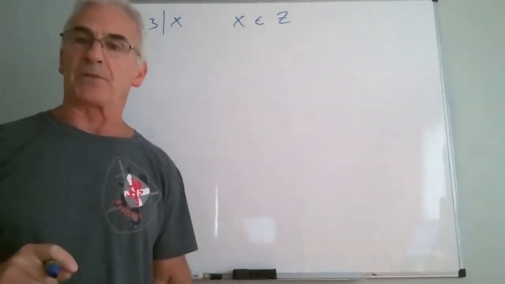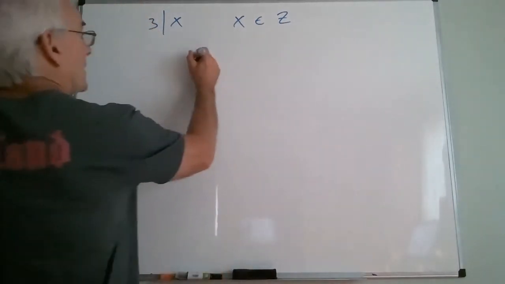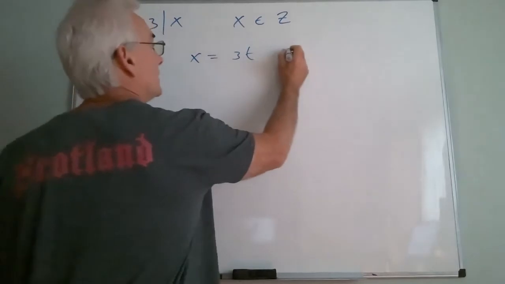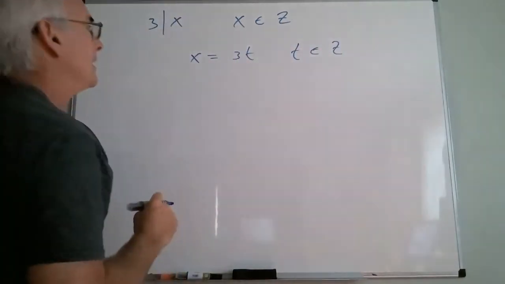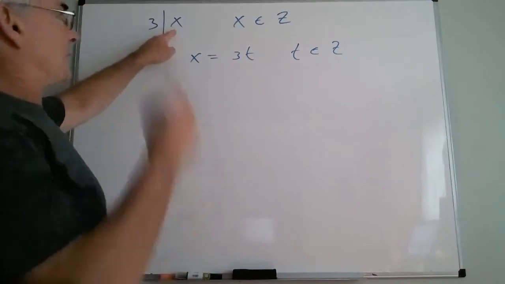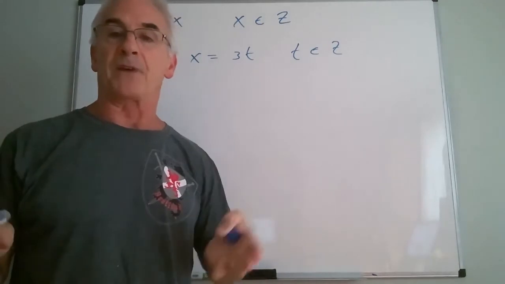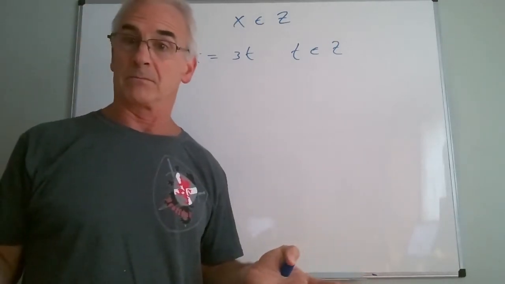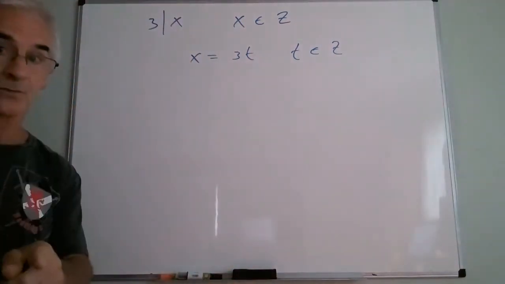If I said the statement 3 divides x, then we know that x is equal to 3 times t for some t in the integers. We know that's true. Okay, great. That means x is a multiple of 3. But what does it mean to be a multiple of 3? It means that if I divide it by 3, I get a remainder of what? This is the key. 0. I get a remainder of 0, and that's critical.